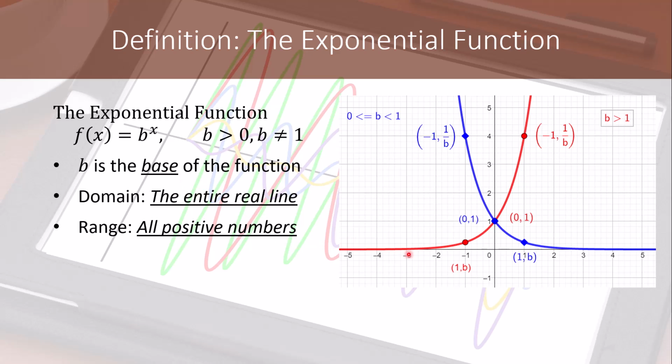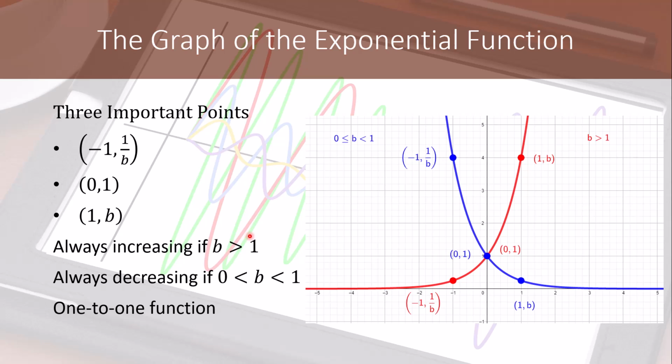And as you can see here, the domain, the values that you can put into the function, are any points on the real line. So they're all real numbers. And the range will always be positive numbers. It will never, ever reach 0, although it will get arbitrarily close, as you can see here. And it will always increase all the way to infinity. So domain is the entire real line. The range is all positive numbers.